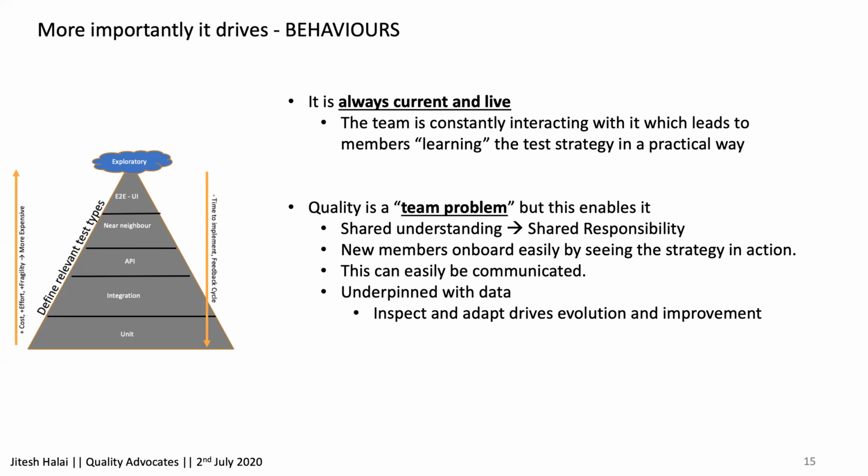And we hear this term, quality is a team problem, but actually this enables it. When you're talking right at the beginning about, okay, these are the attributes we have to hit, and then you're discussing as a team how we are going to achieve that, you're immediately sharing the problem, sharing the responsibility, and then that problem gets dealt with.